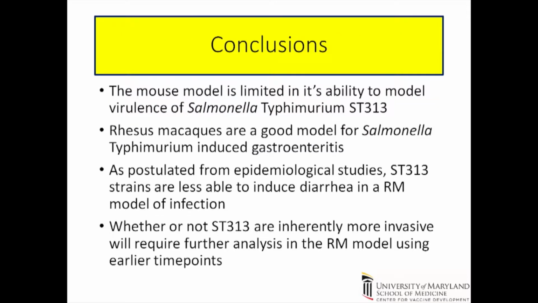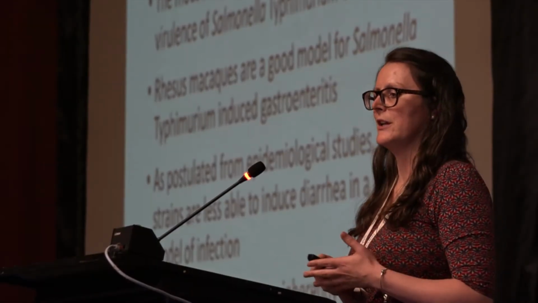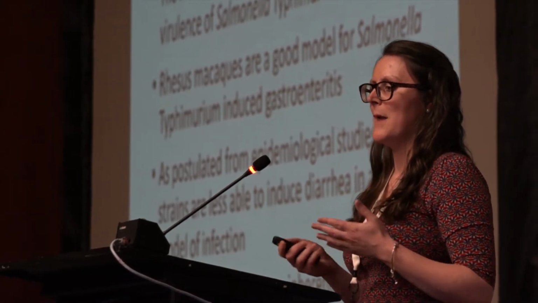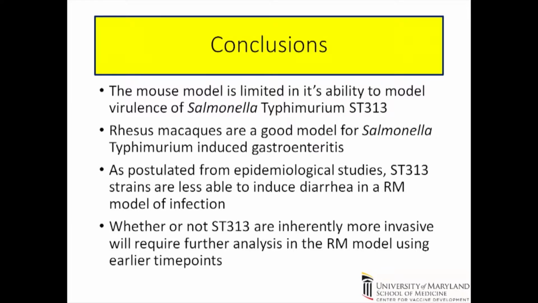So to conclude, the mouse model is quite limited in its ability to model virulence in Salmonella typhimurium ST313. Although we did see a very small increase in invasion at 24 hours, this is quite a minimal difference. However, the rhesus macaques are a very good model for Salmonella typhimurium-induced gastroenteritis.